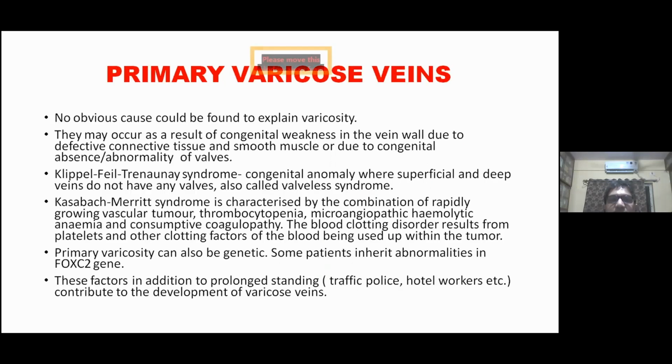Now the primary varicose veins. No obvious cause could be found. They may occur as a result of congenital weakness in the vein, due to defective connective tissue and smooth muscle, or due to congenital absence or abnormality of valves.